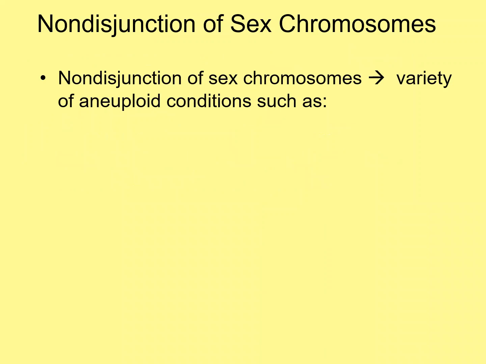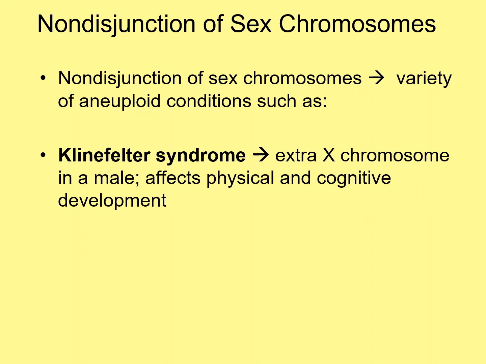Okay, so as I mentioned earlier, non-disjunction certainly is not unique to autosomes. It certainly can happen in sex chromosomes. And these are, again, more likely to be non-fatal or have very limited side effects, mostly because the Y chromosome carries very few genes outside of the SRY gene that codes for testes production. The X chromosome does have a significant number of genes on it, so if you have any issues with that one, you're more likely to have some side effects.